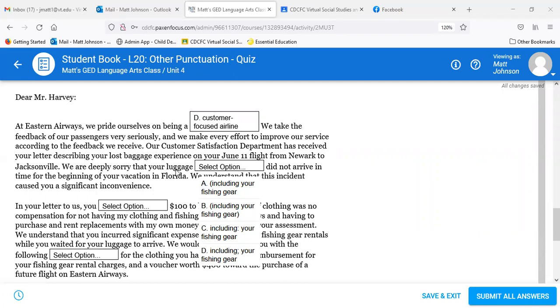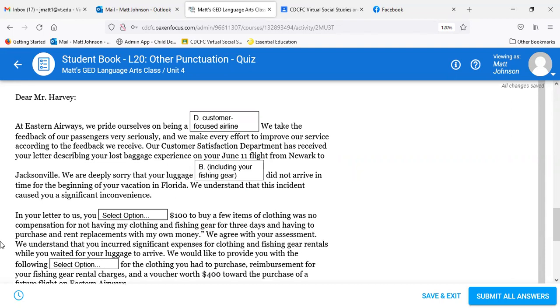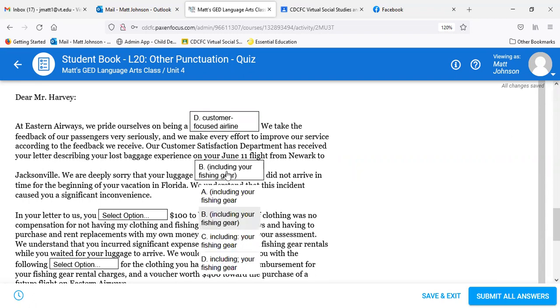We are deeply sorry that your luggage, including your fishing gear. B. So yeah, we're going to separate that out because we're adding additional information. And obviously we need parentheses. We've got to have an opening parenthesis and a closing parenthesis, right? We've got to use them both.